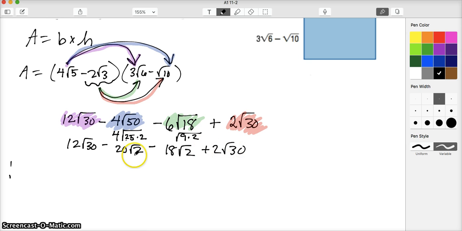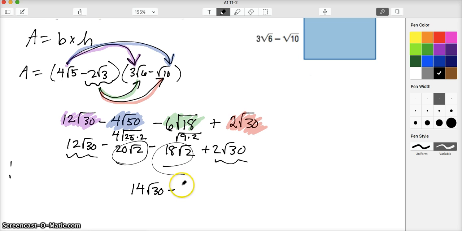But hey, look at the cool thing that happens. We end up having some like terms. Whoop, whoop. So now I'm going to join my like terms together. 14 root 30. And then these guys are going to come together. Minus 20, oh, sorry about that. Minus 38 root 2. And that's it. That's the best I can do.